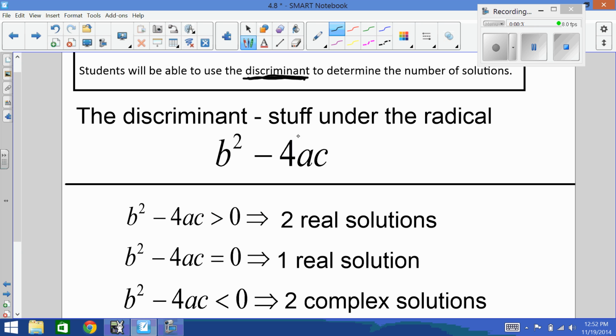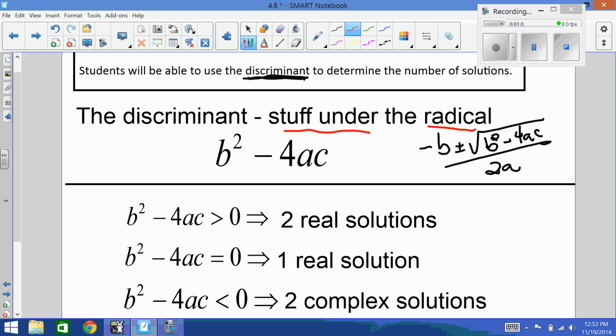So the discriminant is the stuff under the radical. If you remember, the quadratic formula is negative b plus and minus the square root of b squared minus 4ac all over 2a. So we're talking about the stuff that's under the radical, in other words, all of this right here. So we're just looking at b squared minus 4ac. Again, everything has to be in standard form for us to use this.